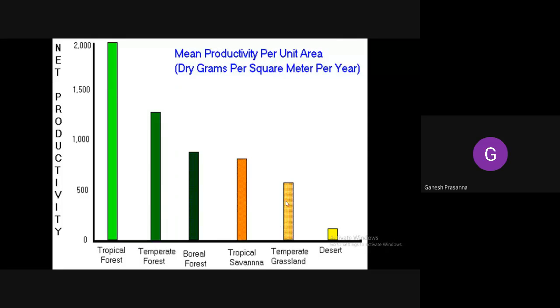On the whole you can see tropical forest, how much energy is being required per square meter per year. How the productivity goes in a tropical forest, in a temperate forest, in a boreal forest, in a tropical savanna, grassland, and also in deserts. You can see the amount of activity taking place in desert is very low compared to the tropical forest. In a tropical forest, the production levels of the organisms is very high compared to that of the deserts.